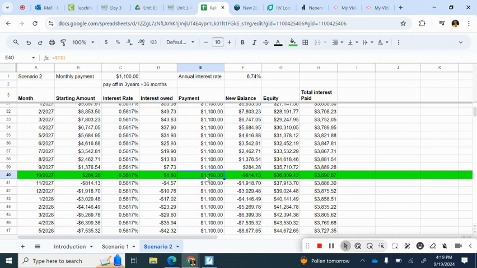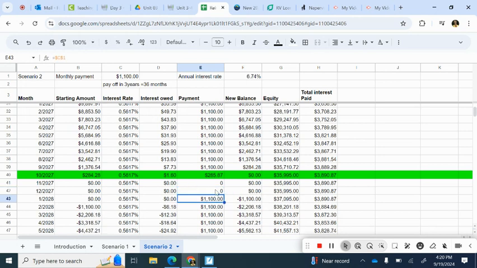But what I'm gonna do, my payment this month is not going to be the full $1,100 because I don't owe that much. The same with the bottom of the spreadsheet last time. I'm gonna do equals the amount I owe plus the interest I would owe that month. And that makes my new balance 0. My equity is the full amount, and I have my new total amount of interest paid.